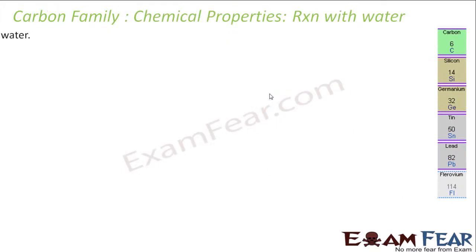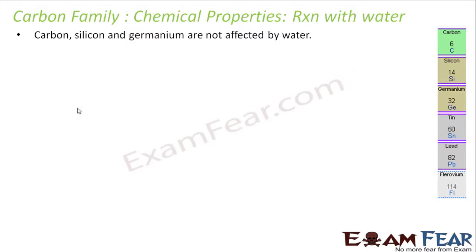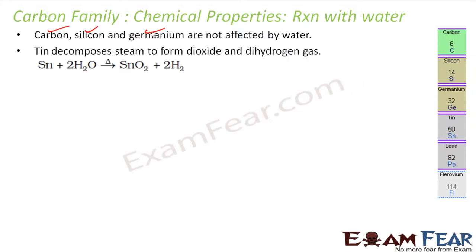Let's talk about the reaction with water. Carbon, silicon, germanium are not impacted by water. But talk about tin. Tin will react with hot water, that is steam, to form dioxide and gives dihydrogen gas. So tin reacts with hot water to give dioxide and dihydrogen gas.